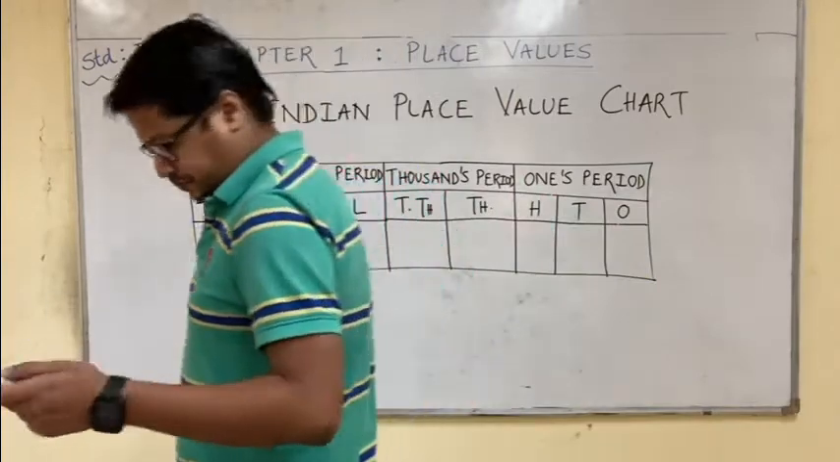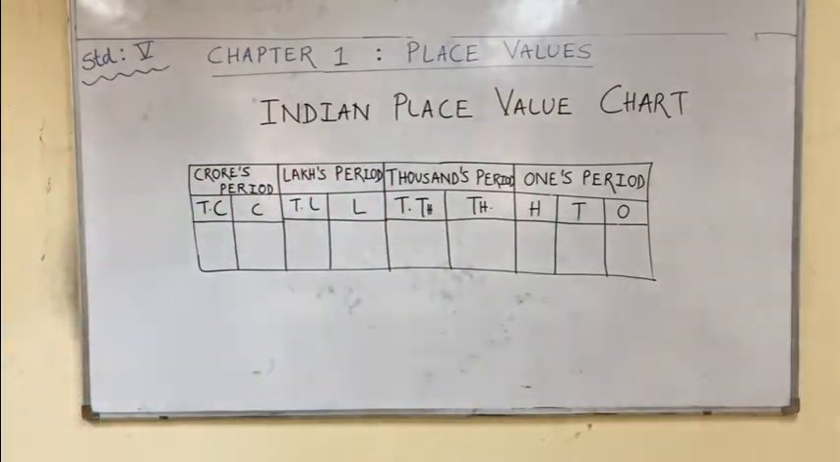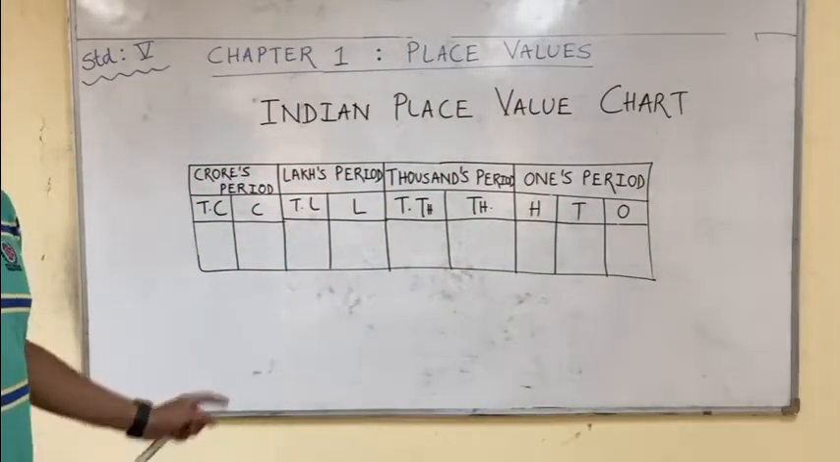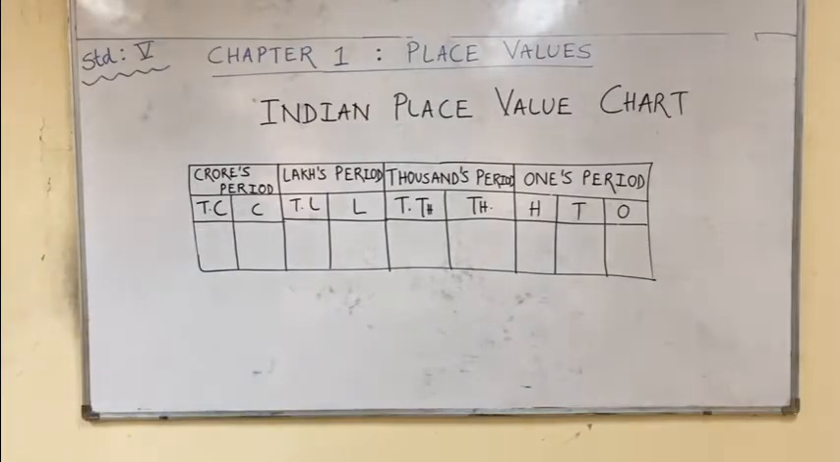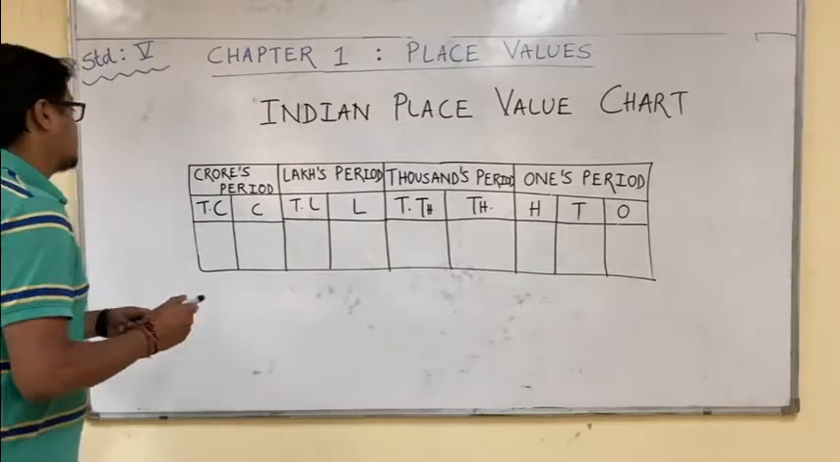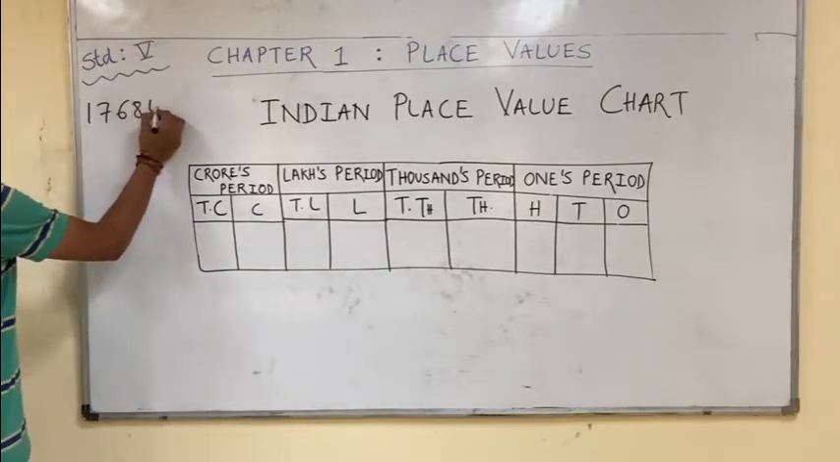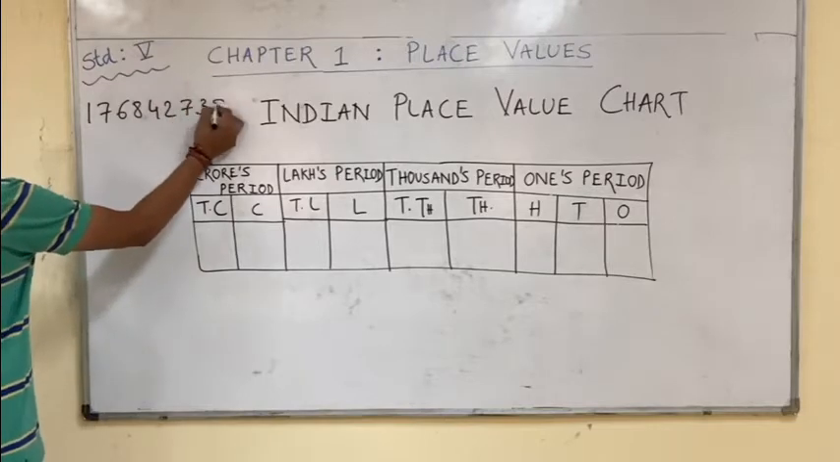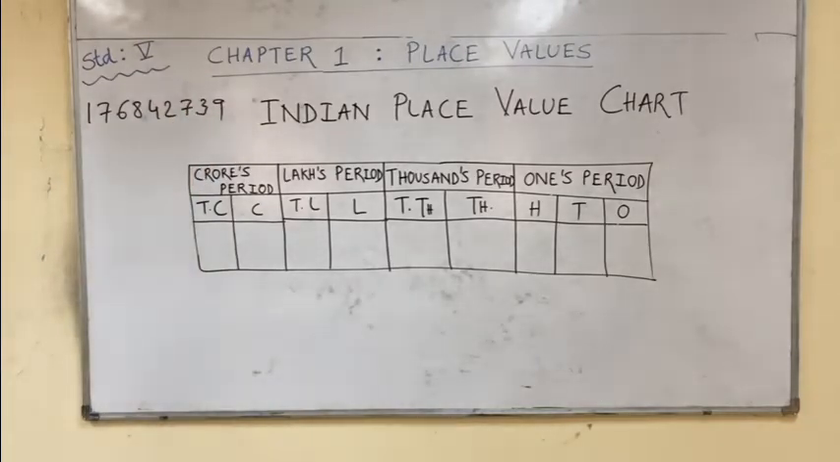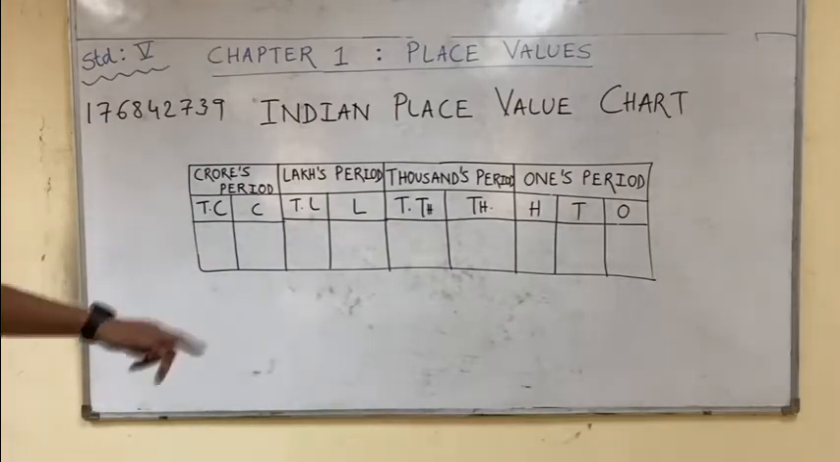Okay, now sir will give you an example. That example you have to represent in the Indian place value chart, as well as you have to write down the number name. So sir is writing an example here. Okay, sir has written a value. Okay, now listen to this. Sir will not erase this.